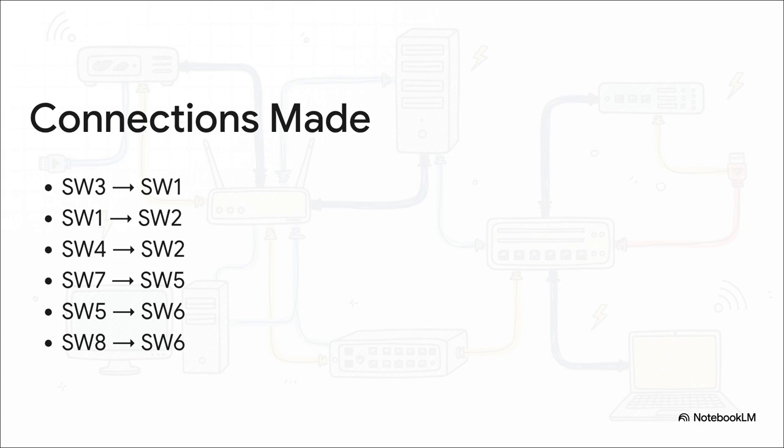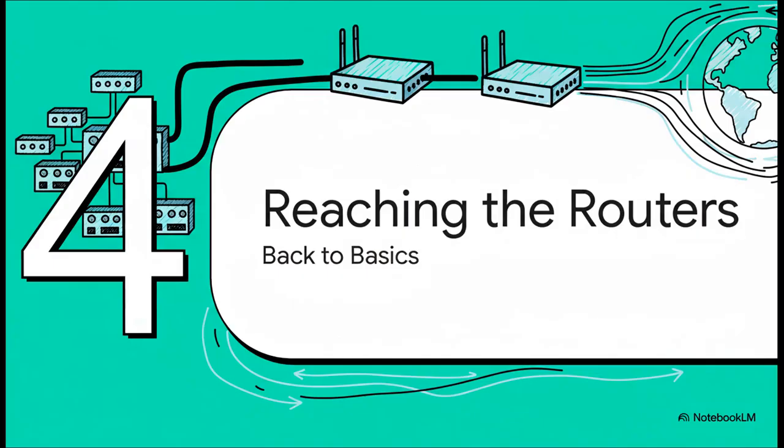Now we need to get this whole system connected to the outside world. And for that, we need the routers. Our network of switches is now all linked up, so the next logical step is to connect this entire local system up to the routers, which are our gateways to other networks.